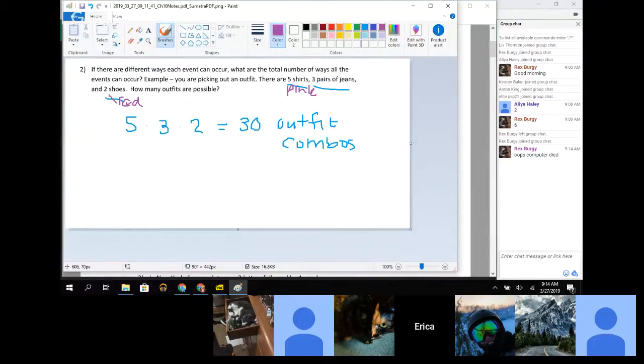That still counts as a combination, right? And so you're not being picky based off of what shirt you pick. You're picking the jeans and the shoes.